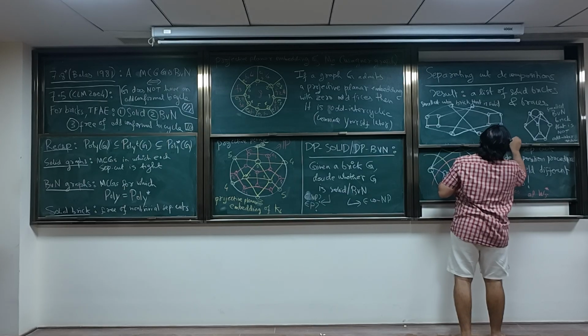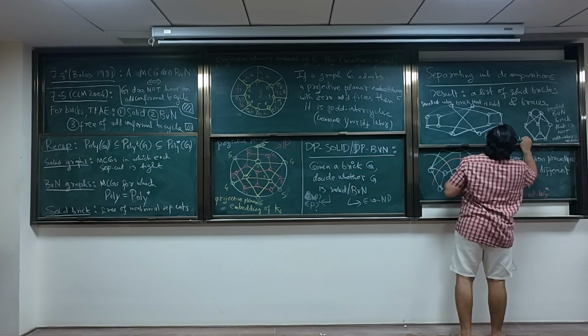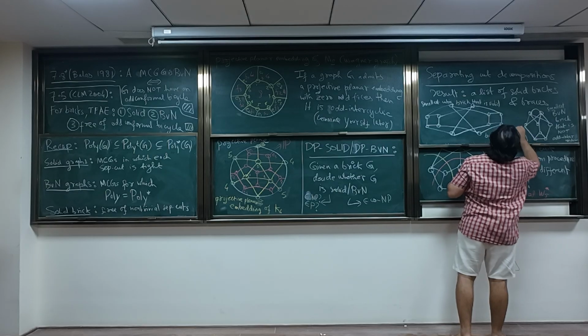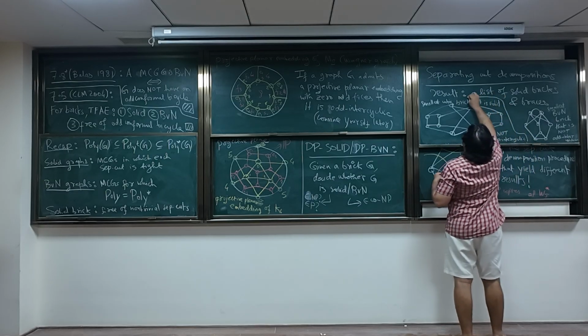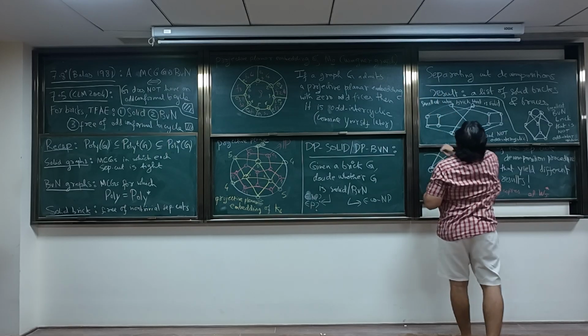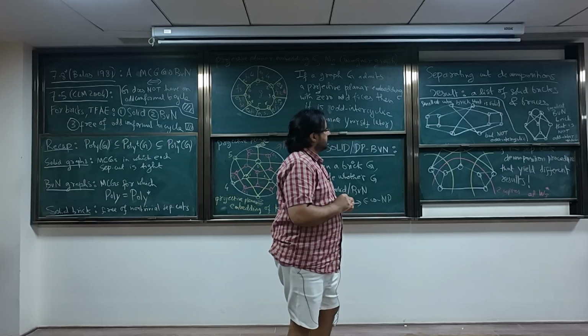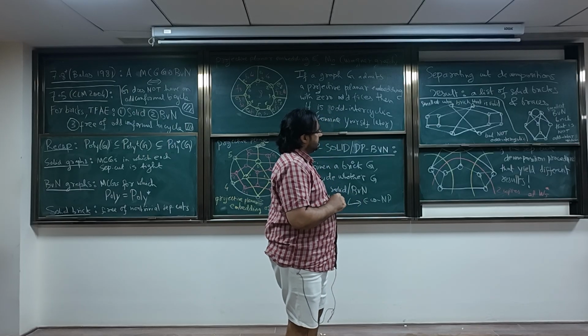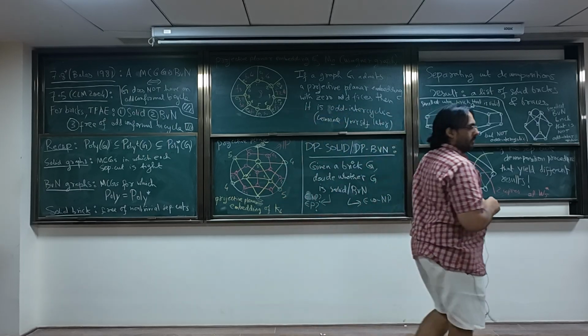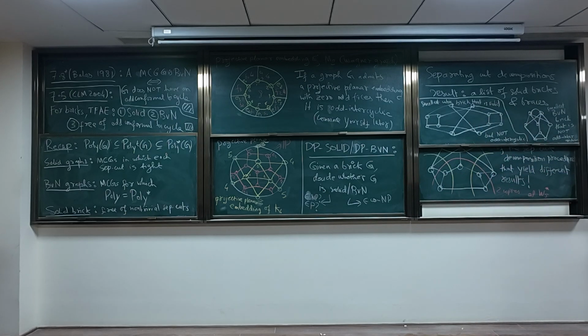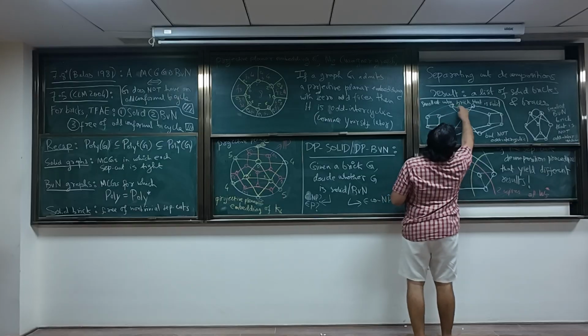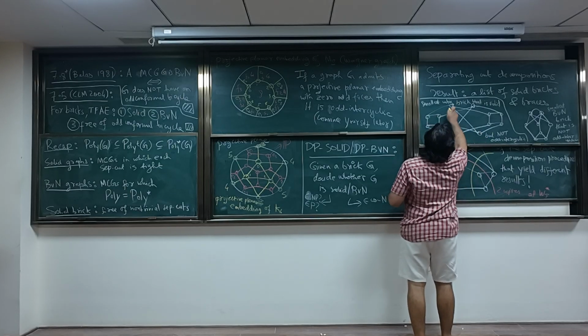Can anybody find an odd bicycle? See if you can find an odd bicycle. And is it not conformal? Not conformal, right? Okay, let's see. 1, 2, 3, 4, 5. I think this works.